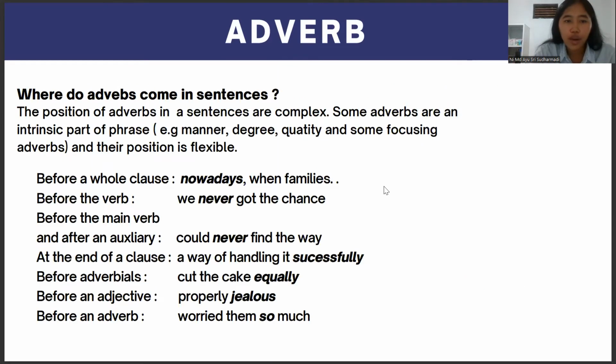Next, where do adverbs come in a sentence? The position of adverbs in a sentence is complex. Some adverbs are an intrinsic part of a phrase. For example, manner, degree, quantity, and some focusing adverbs, and their position is flexible. Here is the position that can be, for example, before a whole clause, before the verb, before the main verb, after an auxiliary, at the end of the clause, before adverbials, before an adjective, and before an adverb. And here the example in a sentence.